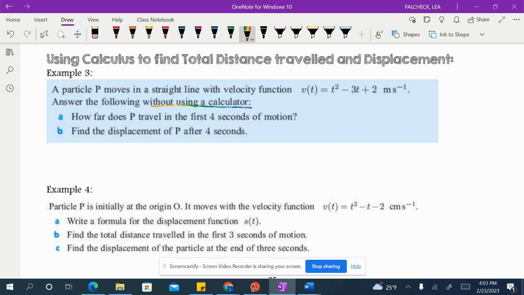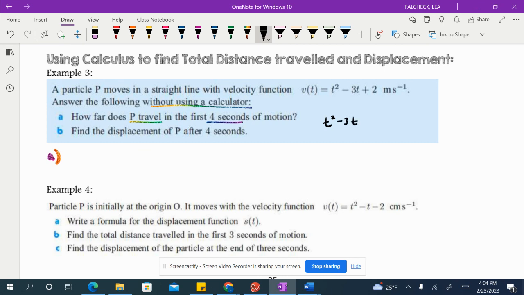So what we're going to want to do is find the roots of this guy, so we know how to break up the integral, okay? So how far does P travel? It's going to be total distance traveled in the first 4 seconds of motion, okay? I'm not going to do math in rainbow. It's hard to follow. Okay, here we go.